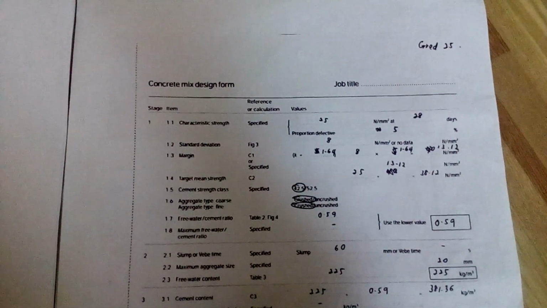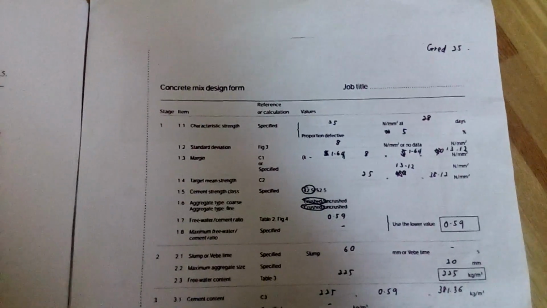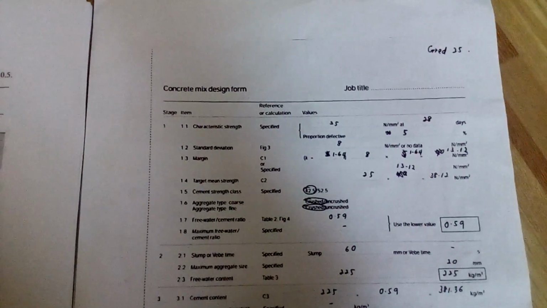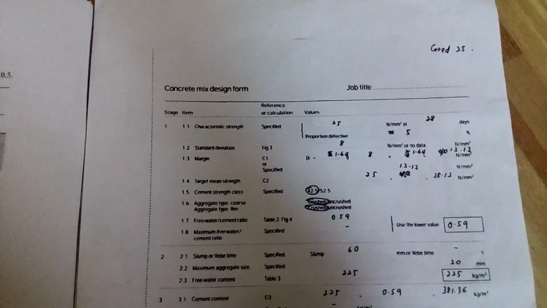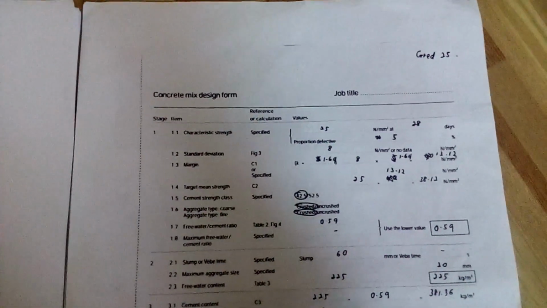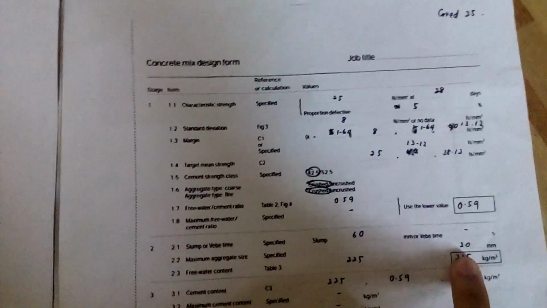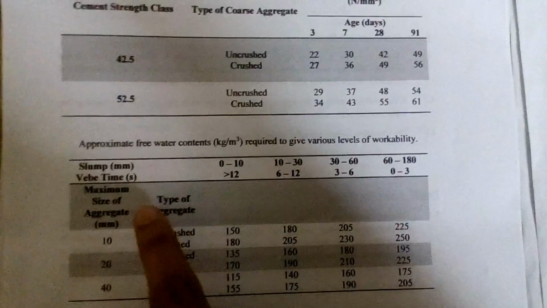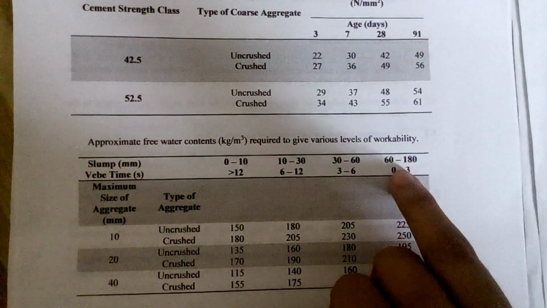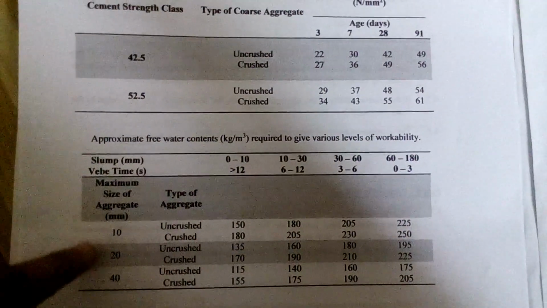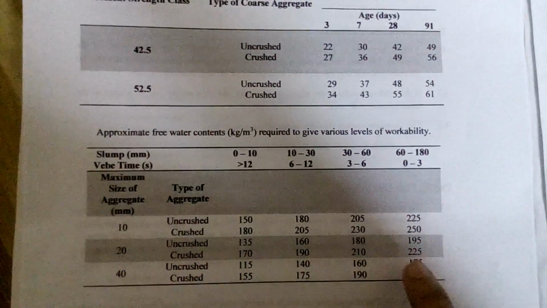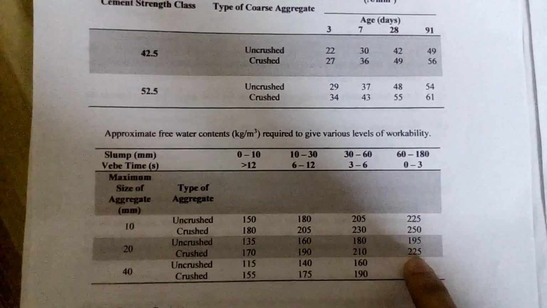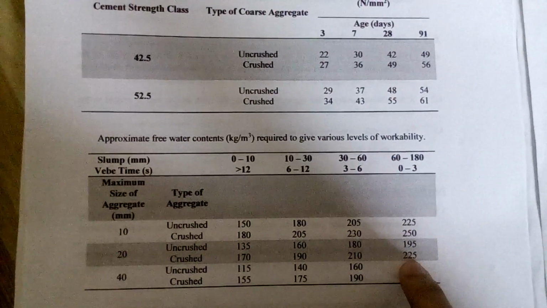For free water content, we get that our free water content is 225 kg per meter cube. We get this value from the table. Our slump value is 60, maximum size aggregate is 20, and our type of aggregate is crushed. So we get that free water content is 225.